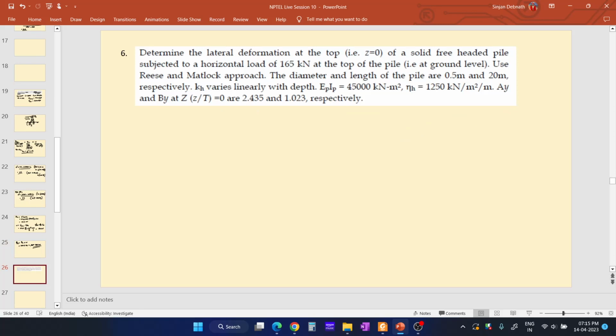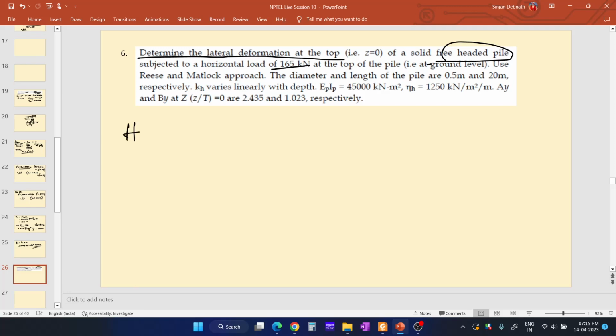So here is the question. Determine the lateral deformation at the top, that is z equal to 0, of a solid free-headed pile subjected to a horizontal load of 165 kilonewton, at the top of the pile. So we have been asked to determine the lateral deformation at the top of a solid free-headed pile subjected to a horizontal load of 165 kilonewton.